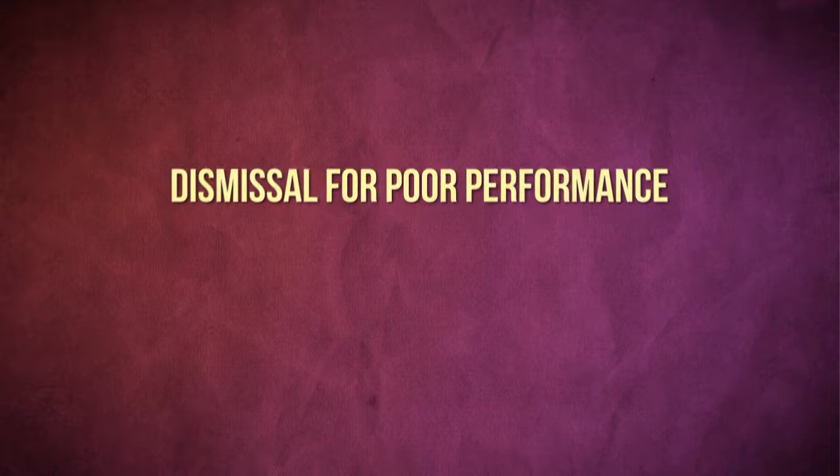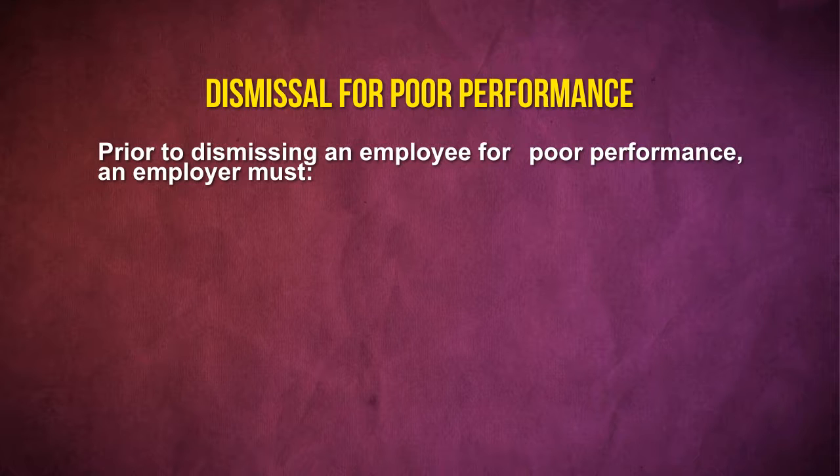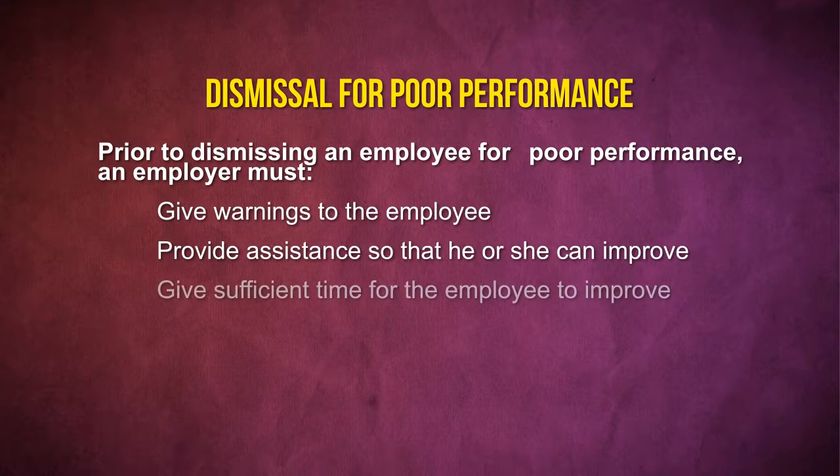Dismissal for poor performance. Prior to dismissing an employee for poor performance, an employer must give warnings to the employee, provide assistance so that he or she can improve, give sufficient time for the employee to improve.